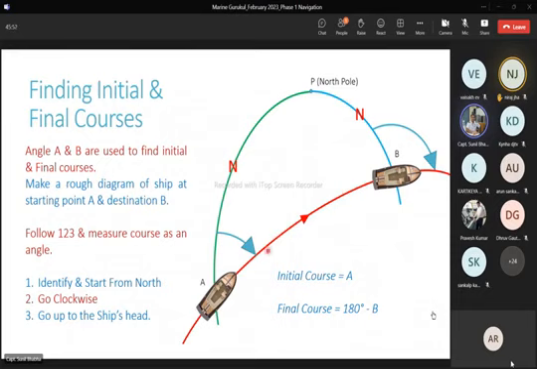So as we have seen here, fortunately angle A and the initial course both have the same value, but in case of our final course, the angle B and the final course are not of the same value. Angle B has helped us to calculate the final course of the ship.